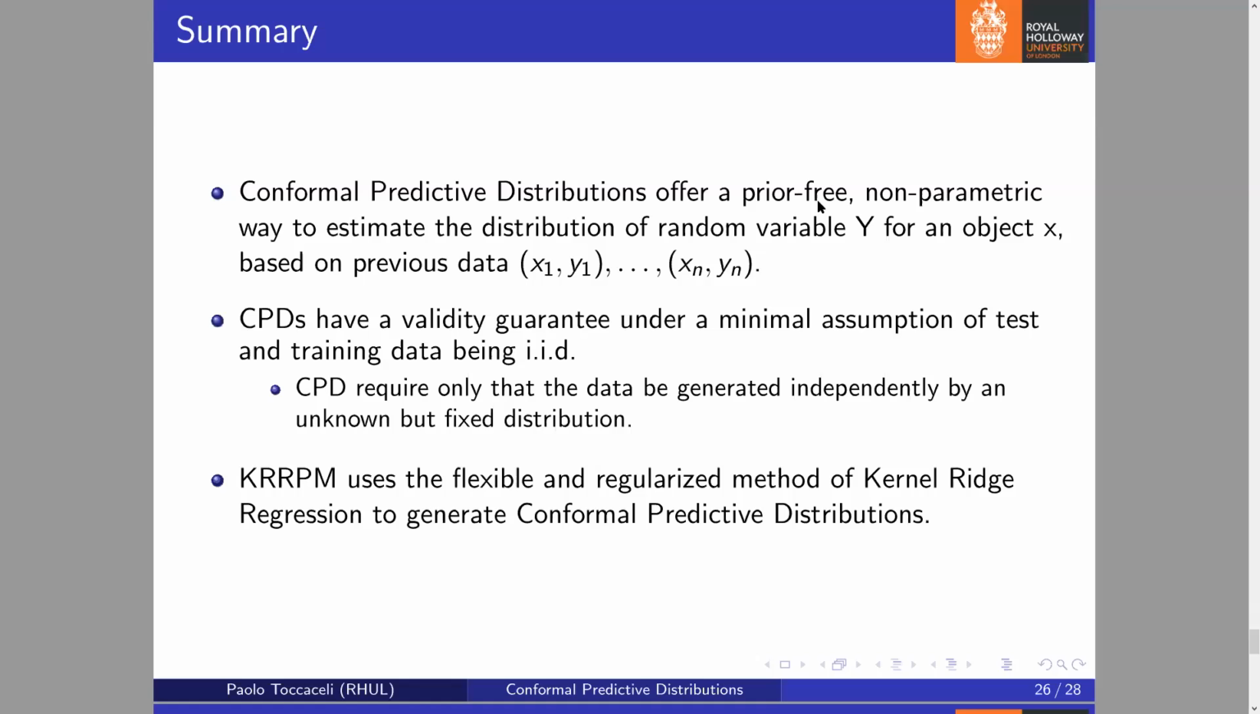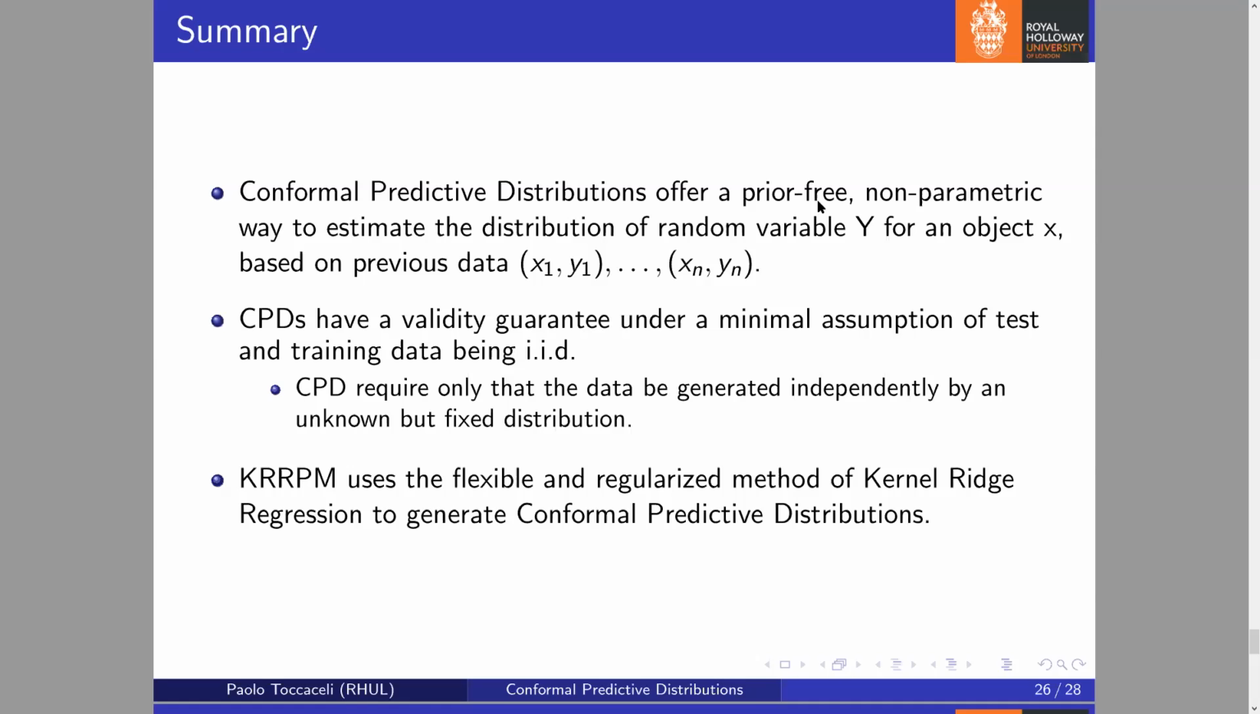So let me summarize the key points. Conformal predictive distributions offer a prior-free, non-parametric way to estimate the distribution of a random variable y dependent on independent variables grouped into the object x based on previous data. The conformal predictive distributions have a validity guarantee with theoretical backing under the minimal assumption of test and training data being IID. So in particular, conformal predictive distributions require only that the data be generated independently by an unknown but fixed distribution.